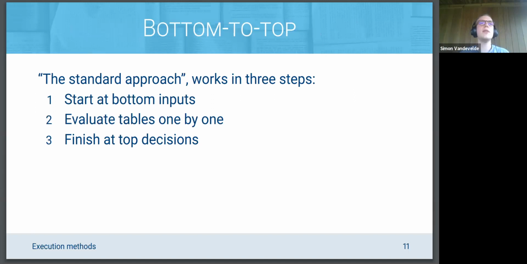This is by far the most intuitive way to execute a DMN model, because we have our nice DRD, right? We have our structure, and we have things called inputs. So we assume, okay, we need to use those as inputs, and we then follow it upwards. And we have nice arrows to guide us along the way even. So that's bottom to top.